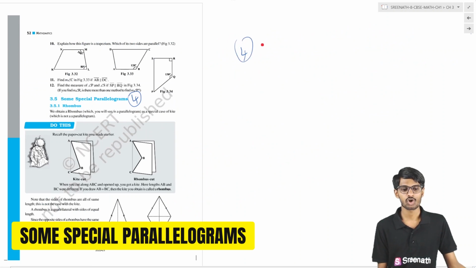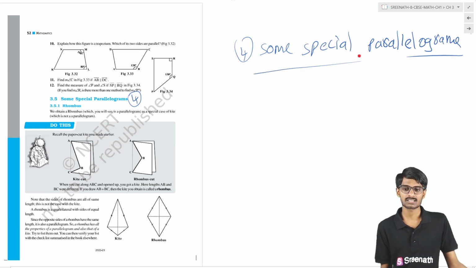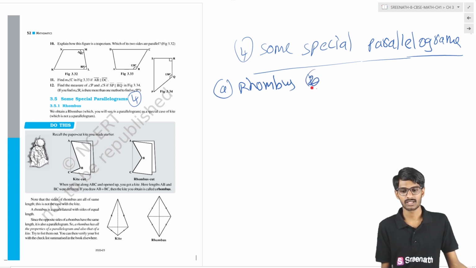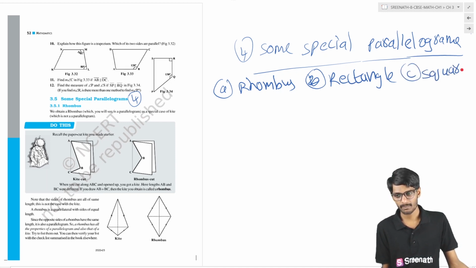Now we will start the fourth topic: some special parallelograms. What are some of the special parallelograms, students? If you want to know about this, let's begin. One is the rhombus, another one is the rectangle, and the third one is the square. All these are special parallelograms.